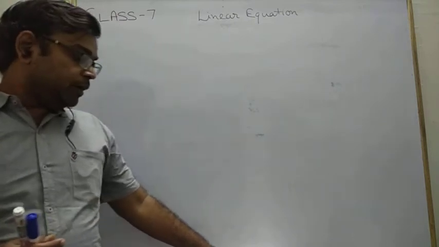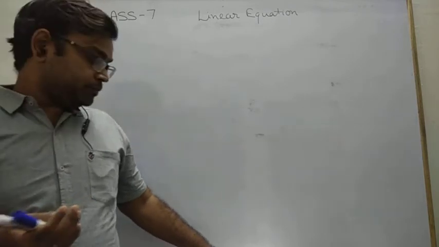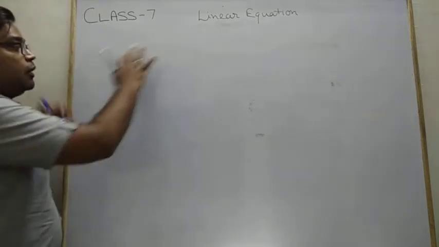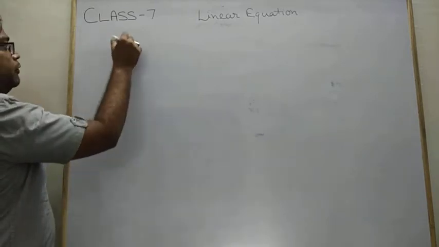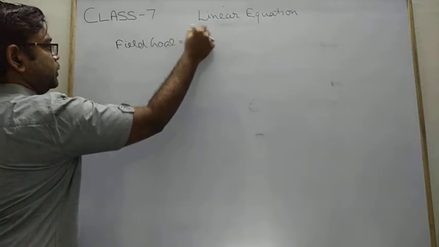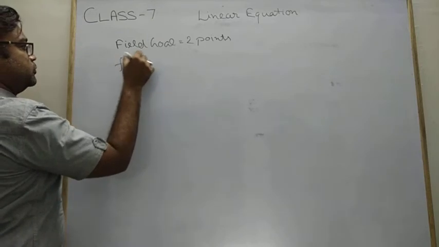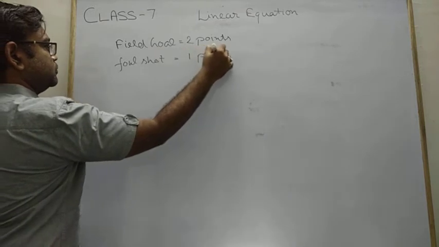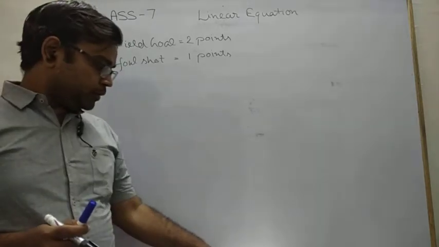In a basketball game, a field goal contains 2 points and a foul shot contains 1 point. Means what is given to you? I am writing with black ink. Field goal given 2 points, and foul shot given 1 point. Okay, that is a rule.